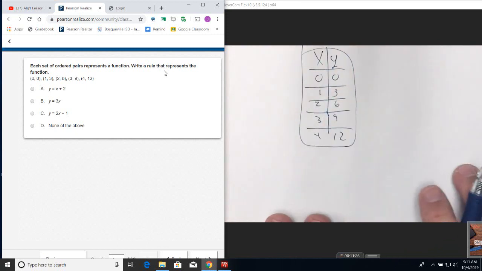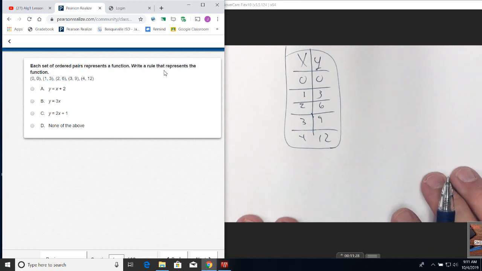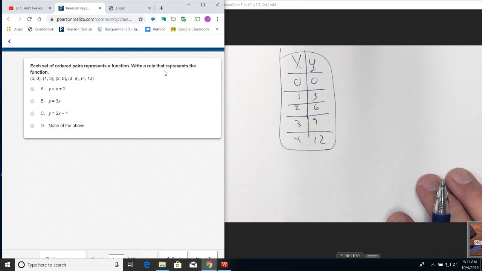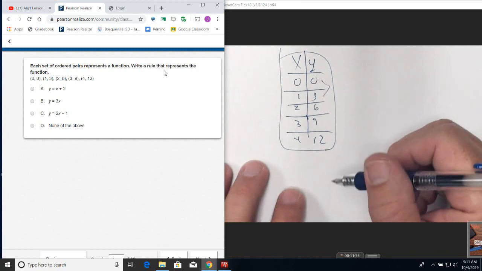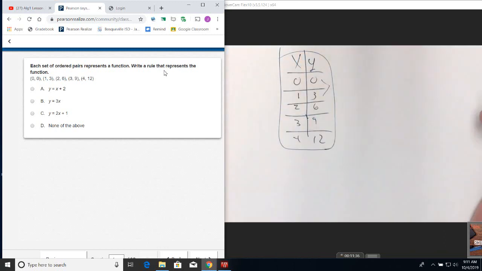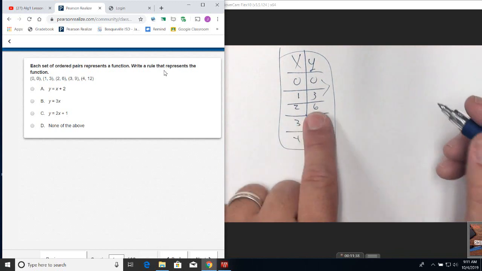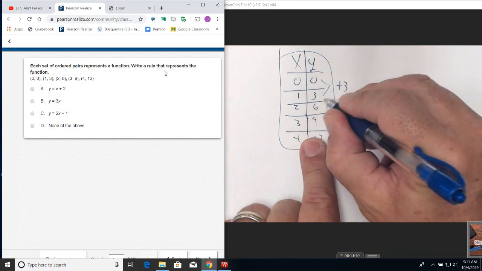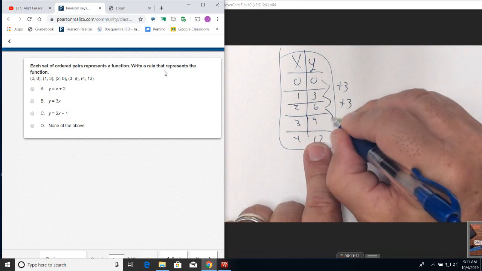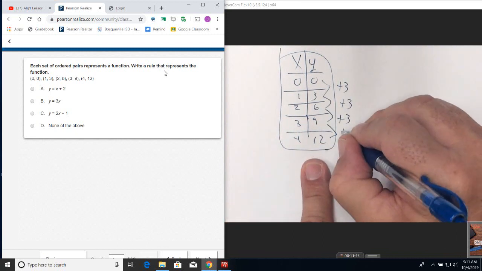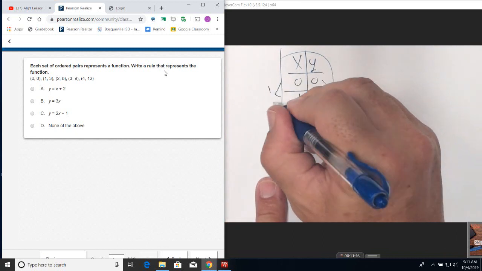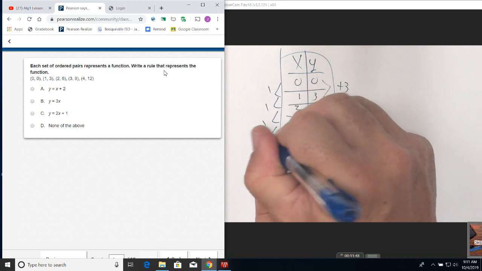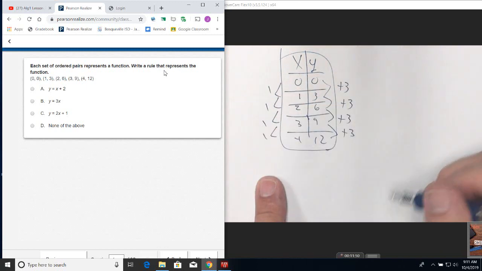And then I could sit here and try to find a pattern, or I could almost just randomly guess and check. Let's try to find the pattern, though, so I don't have to just guess and check and use my calculator by plugging it in and looking at the tables. Let's see if we can find a pattern. This is going up by 3, by 3, by 3, by 3, as this is going up by what? 1. Do you see a constant rate of change?